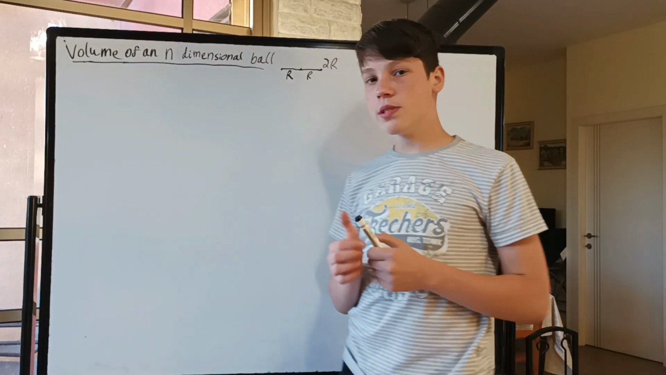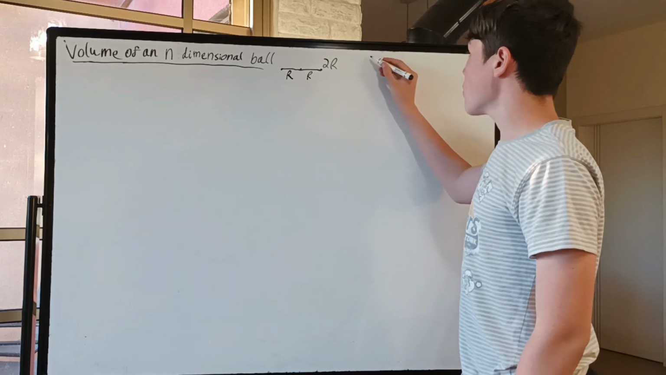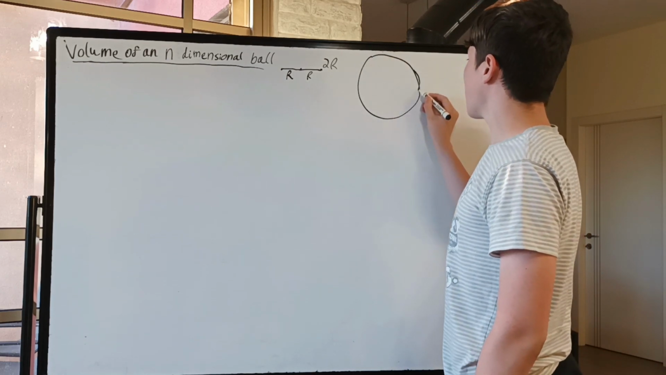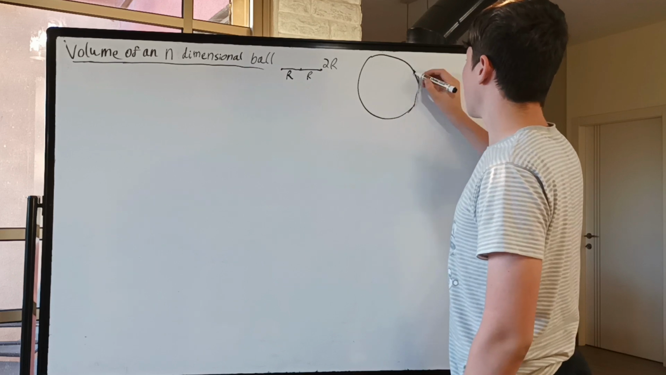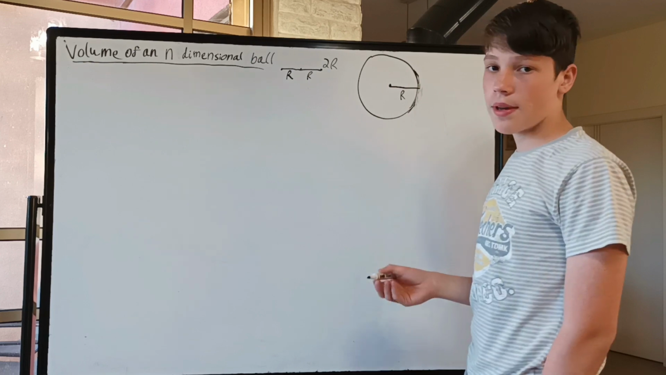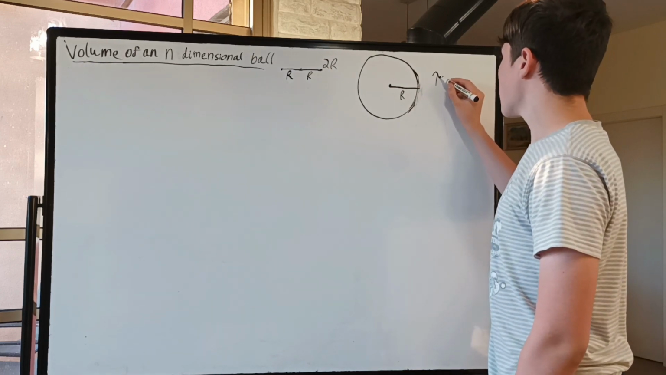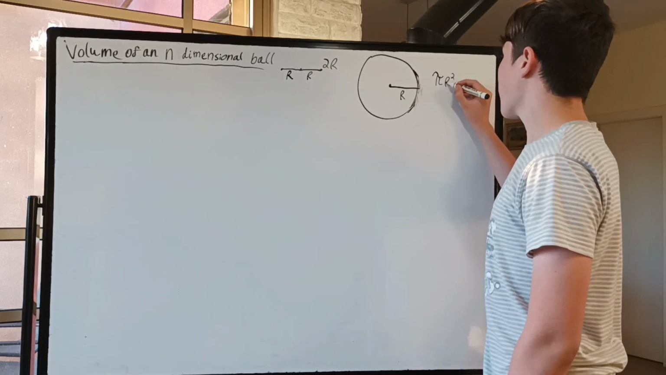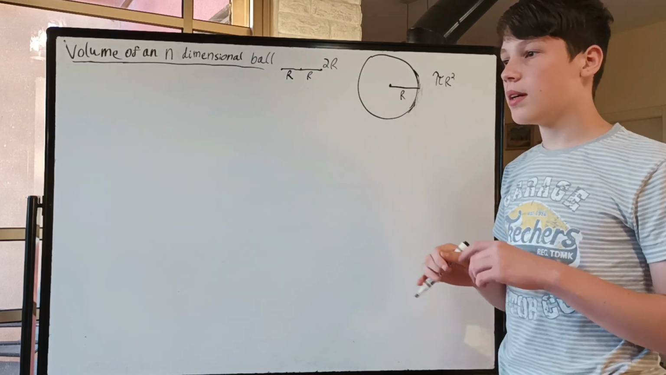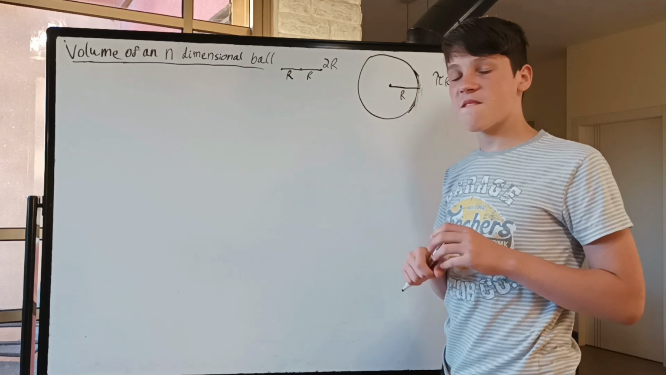Now for 2 dimensions, we just get a circle. And as we all know, the area of a circle with radius r is pi r squared. There are also some cool visualizations for this. It's pretty nice.